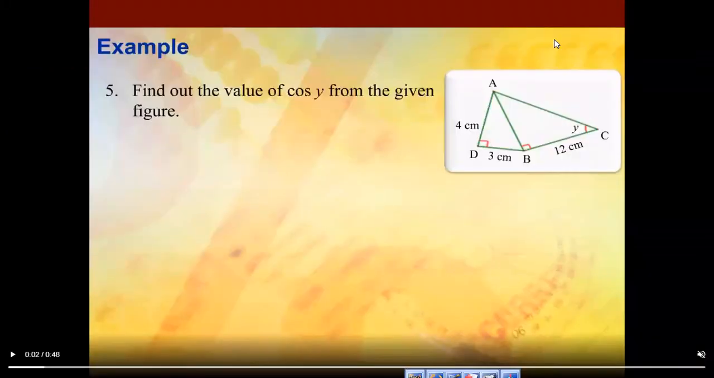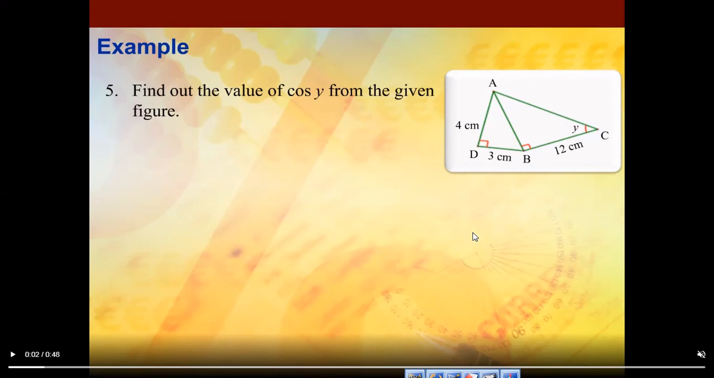Now let us solve example 5. Find out the value of cos y from the given figure. So the figure is given here in the problem. When you observe the figure, there is a triangle ADB, which is a right angle triangle, and the triangle ABC is also a right angle triangle. So right angle at B for triangle ABC, and for ADB the right angle is at angle D. The values of AD and DB are given, and the value of BC is given.